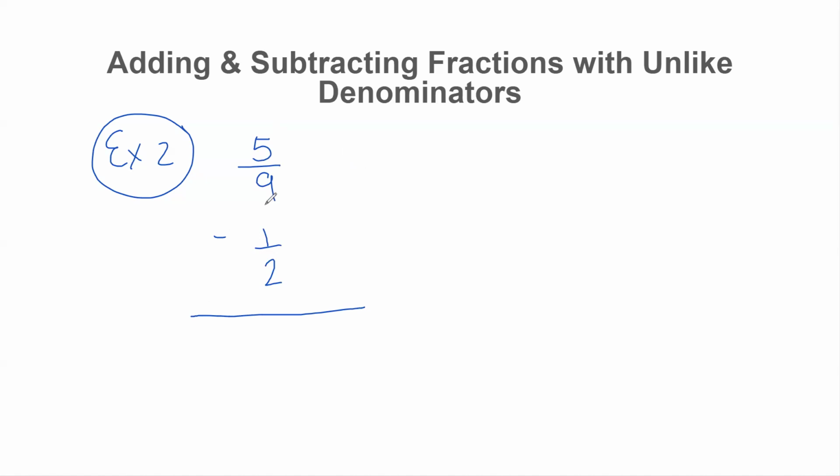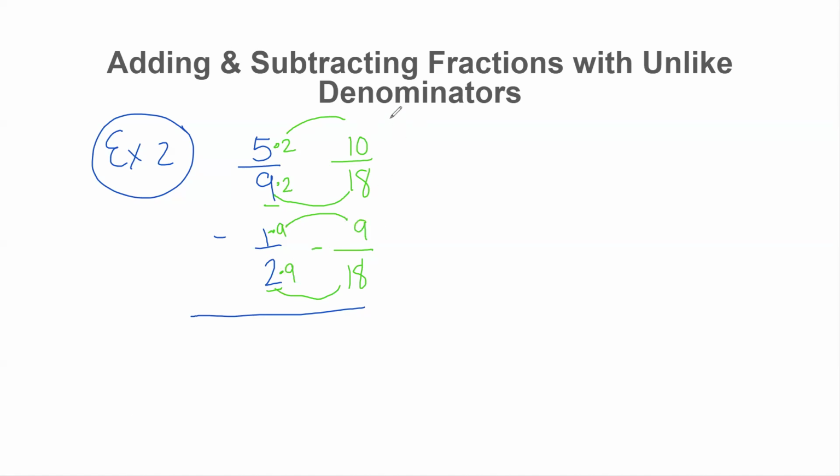Look at those denominators, 9 and 2. Go through your times tables. What is the first number in both the 9 and 2 times tables? Will be 18. So we're going to change both of these to denominator 18. 9 times what is 18? Well, that's 2. Times the top by 2 to be fair. 5 times 2 is 10. On the second one, 2 times what is 18? That's 9. 1 times 9, to be fair, is 9.